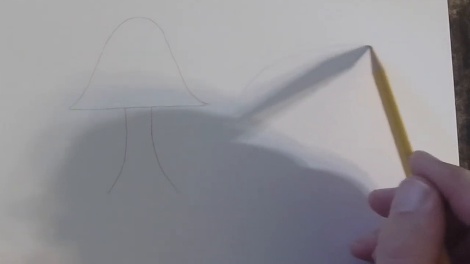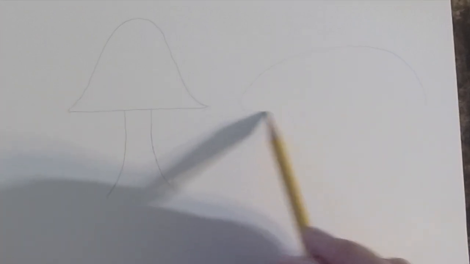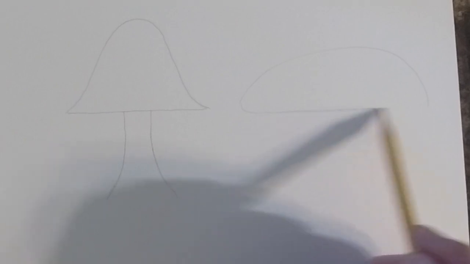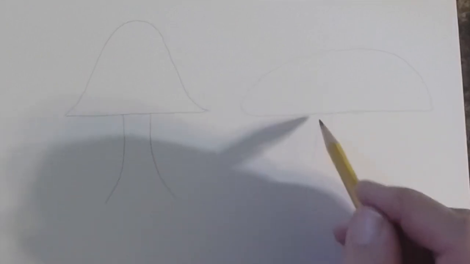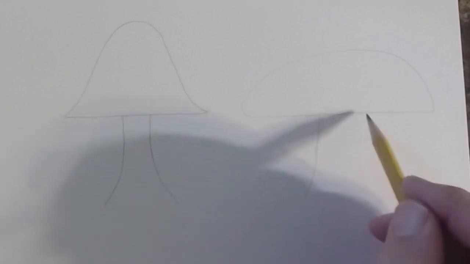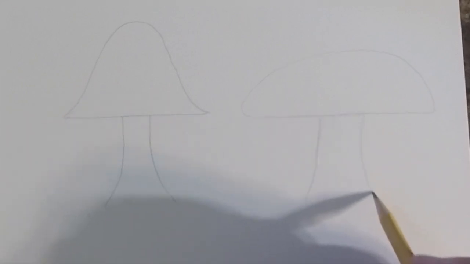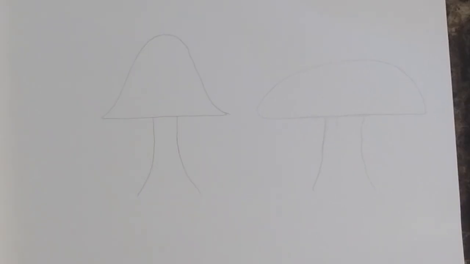For the other one, it's kind of like drawing a hill again, or maybe like the top of a pillow. And then again, just drawing the bottom of it. You can make these stems whatever size you want to. You can make them very thick, you can make them very thin, because if you've noticed the mushrooms that we looked at, they have both.